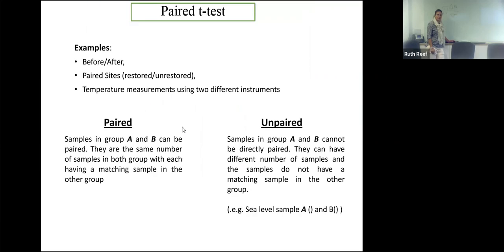Okay? So here's student A, here's student B, these are the scores they got, they did very well, both of them. And this time we have sites that are paired, for example, restored or unrestored salt marshes next to each other in different parts of the country. But we have a paired system in each salt marsh. We have an area that was restored and an area that wasn't. But it's still a salt marsh that's sitting in Victoria. So the samples in group A and B can be paired. They are the same number of samples. They have to be the same number of samples.